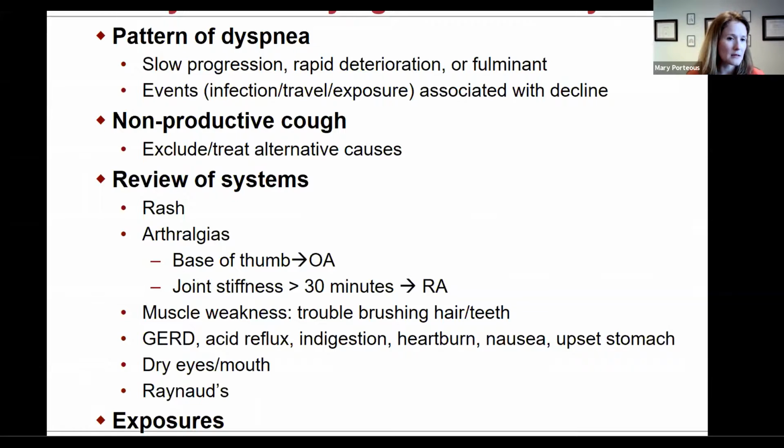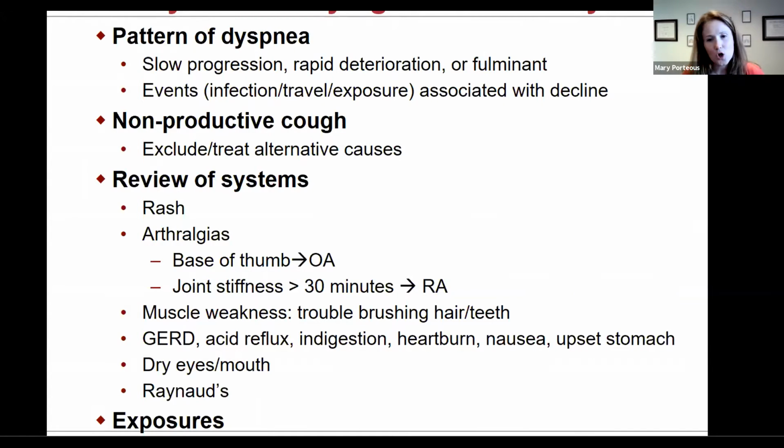For them. The other piece is this fulminant presentation. So many of these patients, especially with myositis-associated ILD with fevers and hypoxic respiratory failure, can present to the ICU and look all the world like an ARDS patient. See if they can identify any events, such as infection, travel, or exposures, that are associated with the decline.